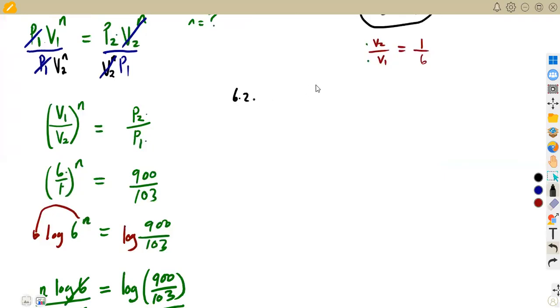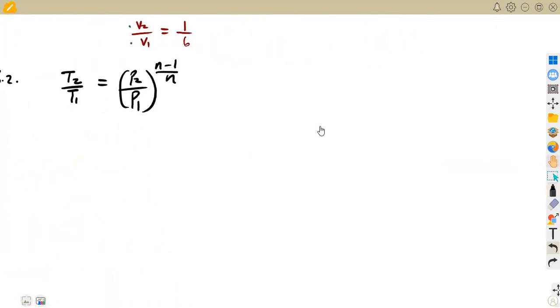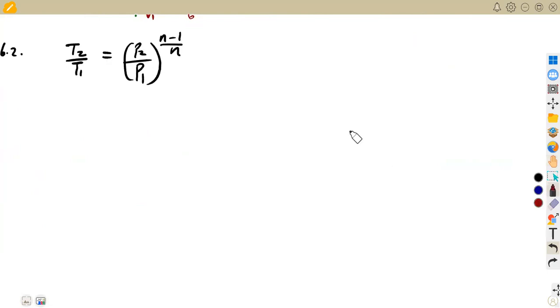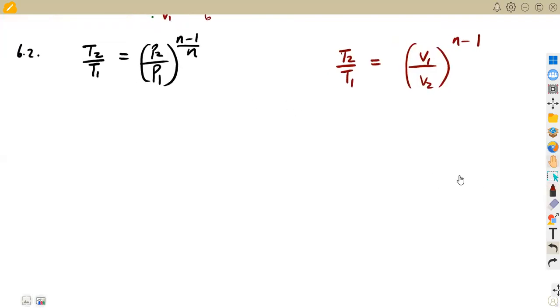So this is 6.2. In terms of the pressure, we saw that T2 over T1 is equal to P2 over P1 to the exponent of n minus 1 over n. Then in terms of volume, we saw that the same T2 that we are supposed to focus on, over T1, was given as V1 over V2 to the exponent of n minus 1. So like I said, you can use any formula to find T2 in this case.